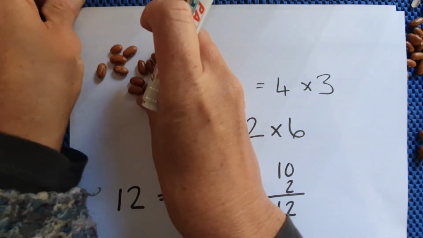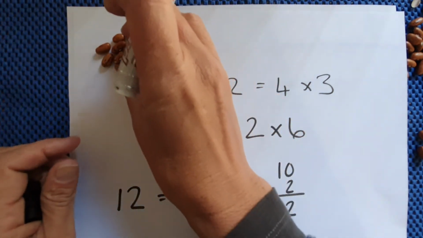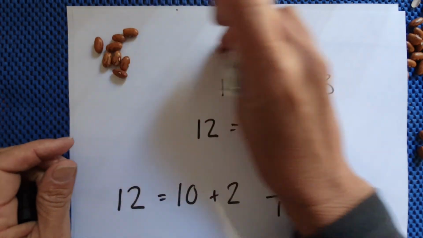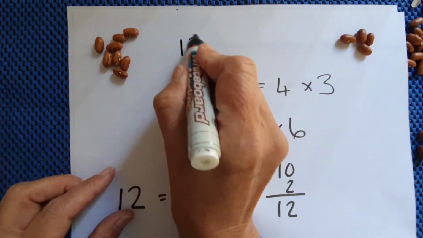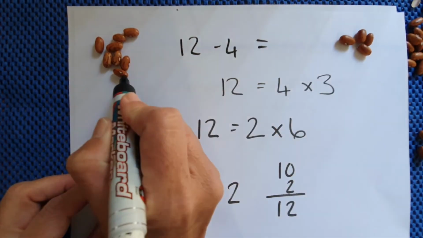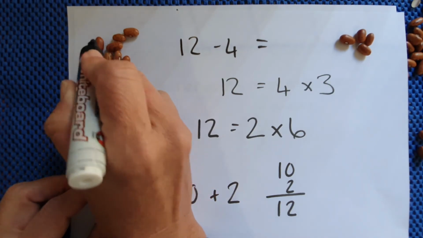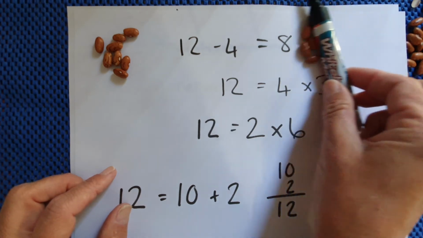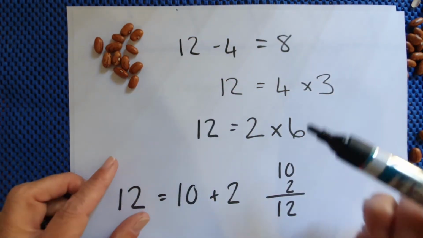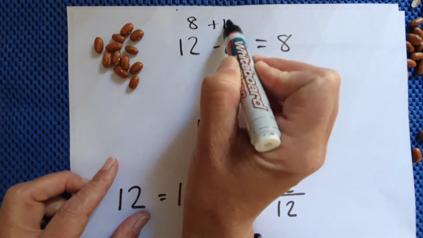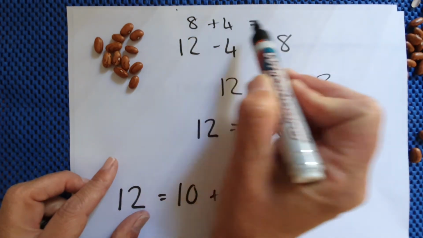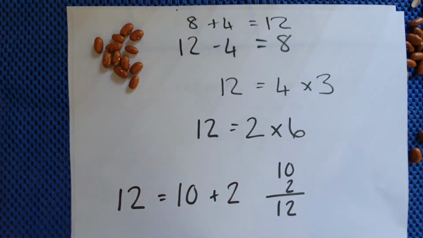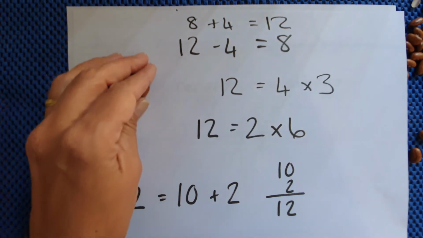Right, let's say I start with 12 and I take 4 away. Oh, 4 have gone over there. I started with 12. I took 4 away. How many have I got left? 1, 2, 3, 4, 5, 6, 7, 8. Is that correct? Let's put the 4 back. If I put the 4 back, what is 8 plus 4? 8 plus 4 equals, well, 8, 9, 10, 11, 12. Fantastic. Okay, so 12 can be represented in so many different ways.